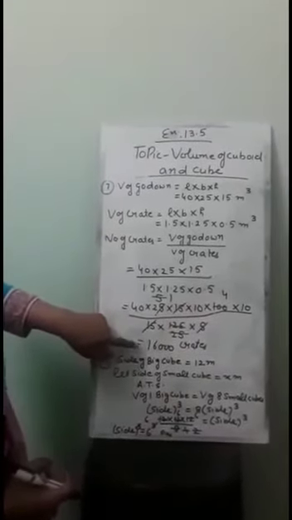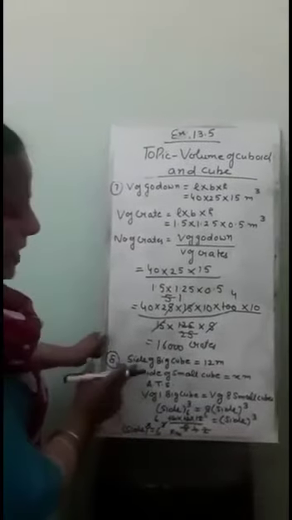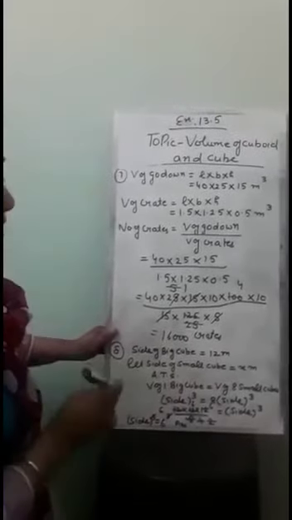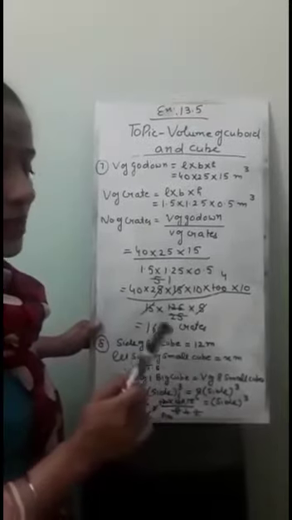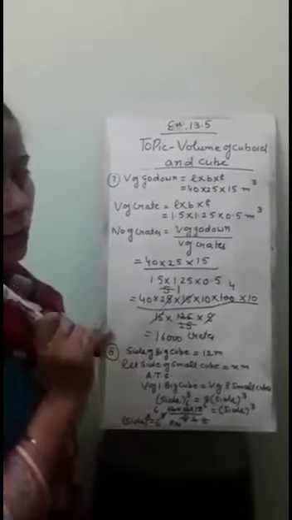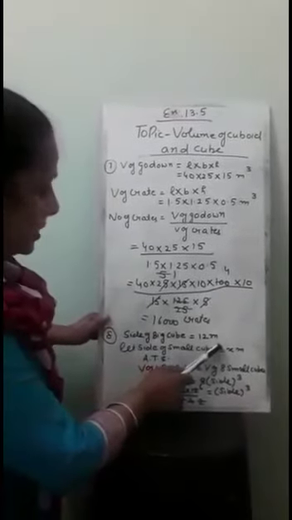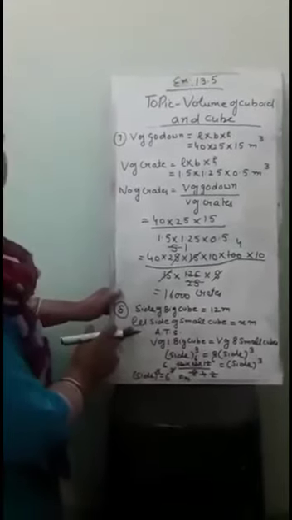Clear? Now let us start with the next sum. The statement is: a big cube of size 12 meter is cut into 8 small cubes of size x meter. We need to find the side of the smaller cube. Clear? What you will do? Side of the big cube is 12 meter. Side of the small cube is x meter. I have supposed this as x.